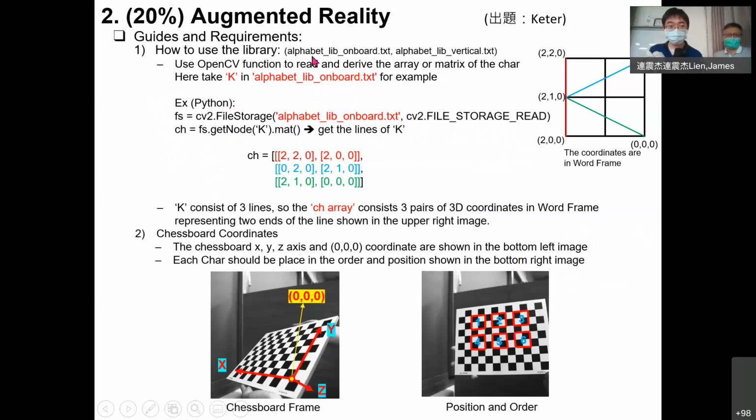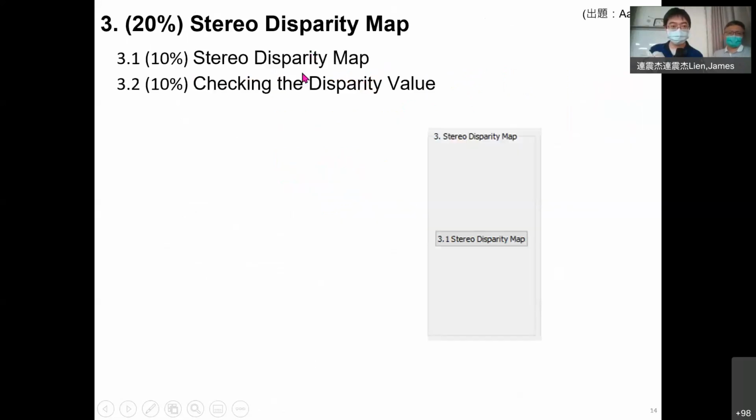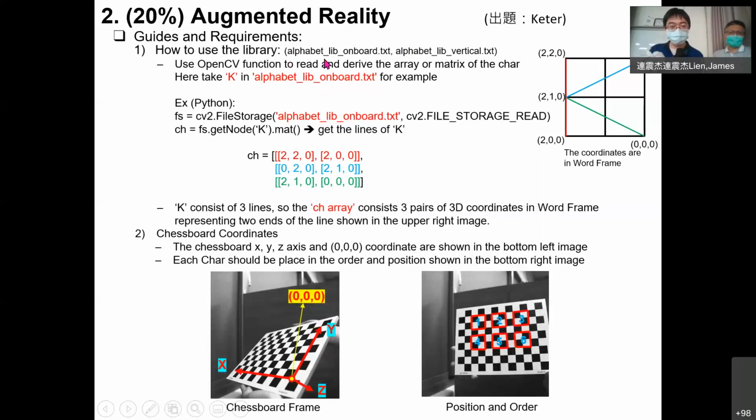So how to use the library. First, I provided two libraries for usage. The first library is to show the word on the board, and the second one is to show the word vertically standing on the board. So you have to use the OpenCV function to read and derive the array or matrix of the character. So I'll take the character K in the first TXT library, for example. I'll use Python for example.